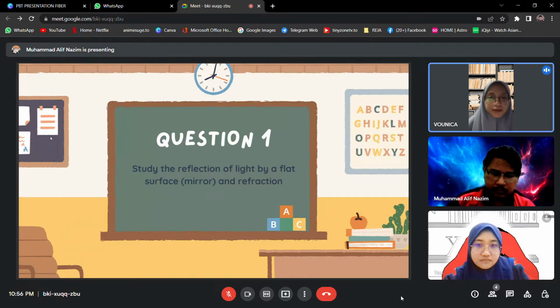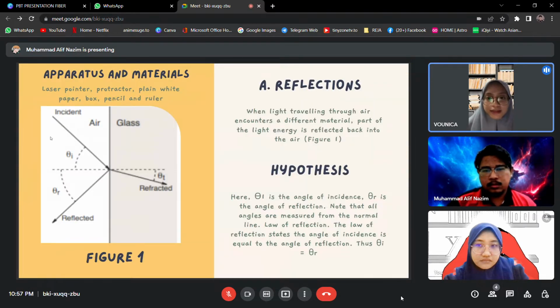So I'm going to present question 1, which is to study the reflection of light by a mirror, and refraction. A is reflection, which is when light traveling through air encounters a different material, part of the light energy is reflected back into the air, shown in figure 1. So here is the experiment. There are hypotheses, apparatus and materials, and also the procedures.